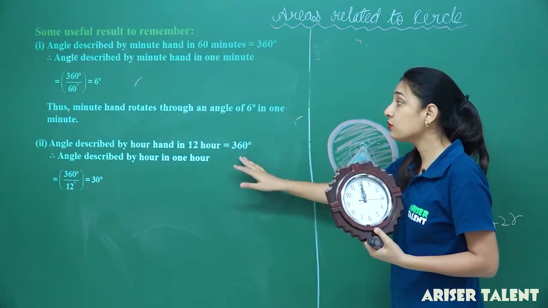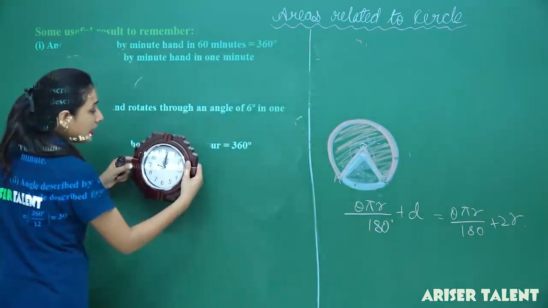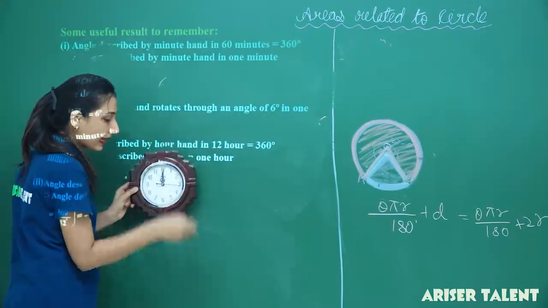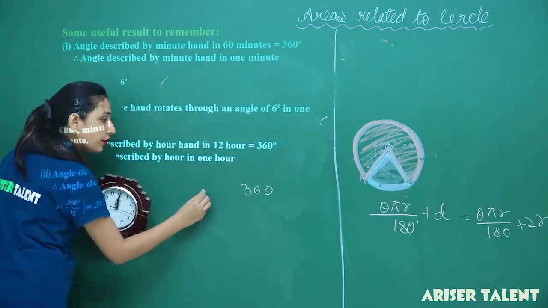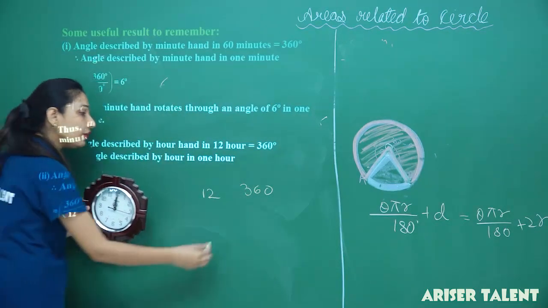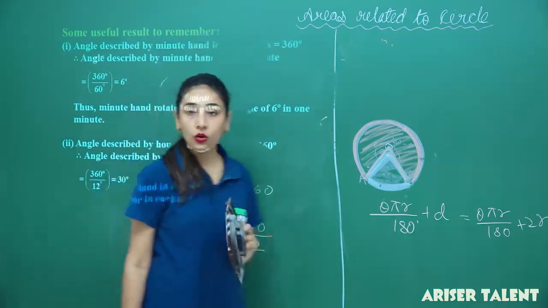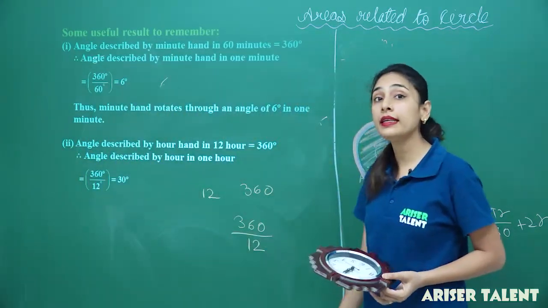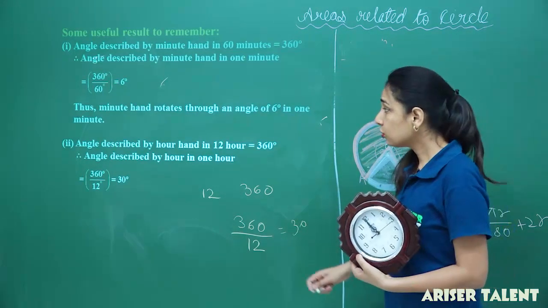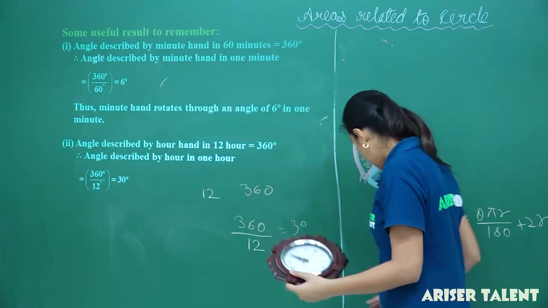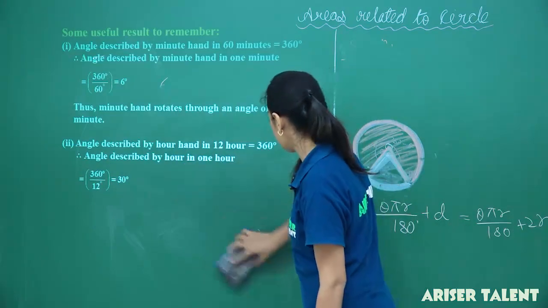Okay, in 12 hours it equals 360 degrees. That means it is subscribing this complete 360 degree angle in 12 hours. So, in 1 hour it will be simply 360 by 12. Now, it will give you 30 degrees. You can just calculate, it will be 30 only. Okay. So, mind this. I think now it should be very clear for you guys to understand it.